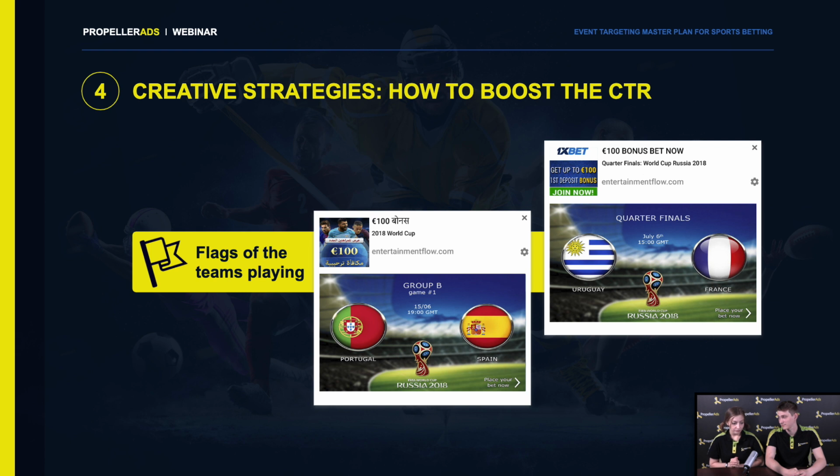Spain. I am not an expert, so I wouldn't even state my preference. I bet on Spain. You bet on Spain? Okay, I bet on Portugal. Let's see. France was the winner of the World Cup that year, by the way. So you see, it creates a competition within a competition. That's what makes this creative strategy so great.